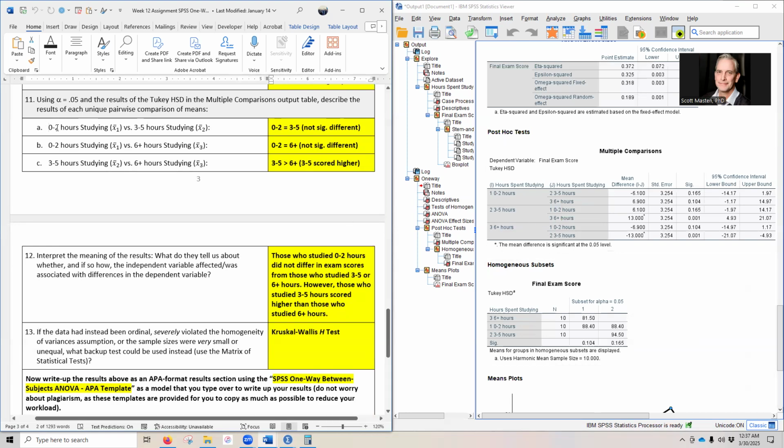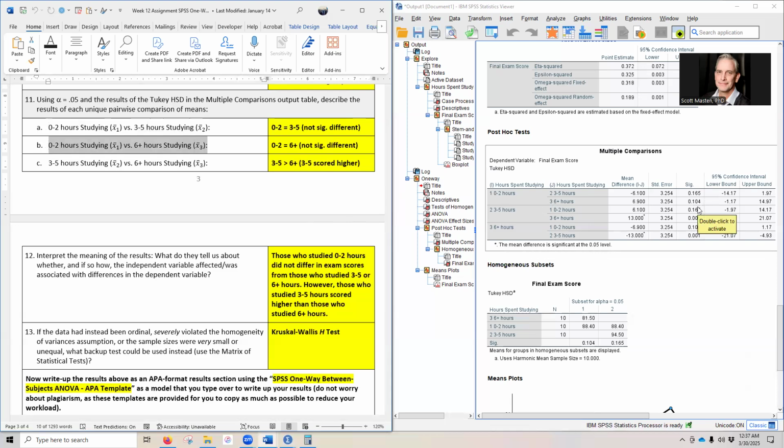All right, 0 to 2 hours versus 3 to 5 hours. Did they differ? Sig here is not less than 0.05, so you would say, nope, there's no difference. They're essentially equal. Then we have 0 to 2 versus 6 plus. Is that significant? It is not. So we would say that those who studied 0 to 2 hours and those who studied 6 plus hours are basically equal on their midterm scores, not significant.